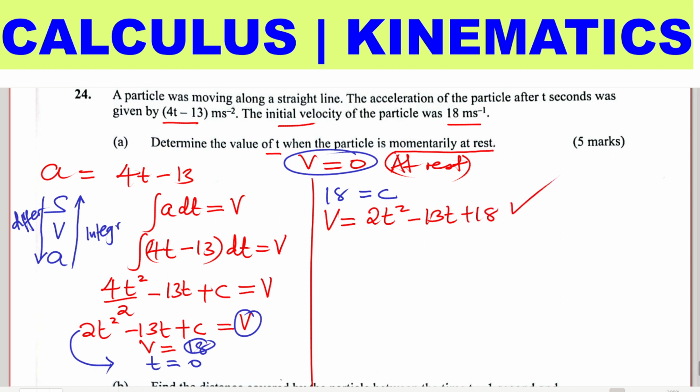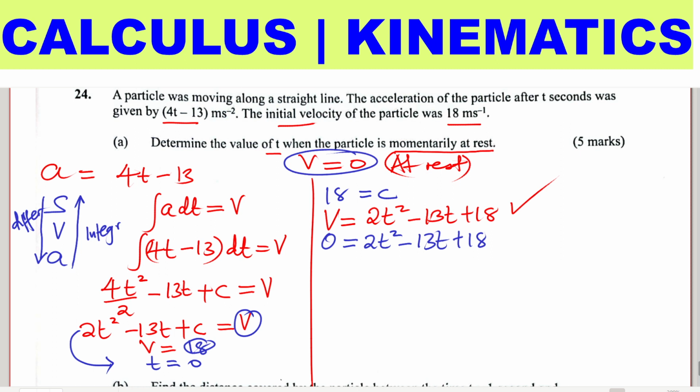Now we have the full expression for velocity, and we are supposed to determine the value of t when it is at rest. We just said when the particle is at rest, velocity is equal to 0. Therefore, v equals 0 when it is at rest. This is 2t squared minus 13t plus 18 equals 0. This one is a quadratic equation, and you can use any suitable method to solve it.